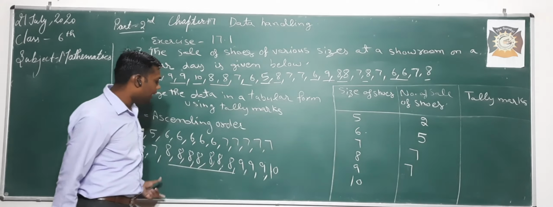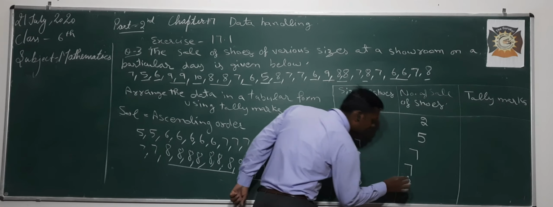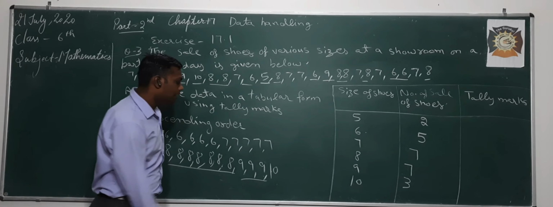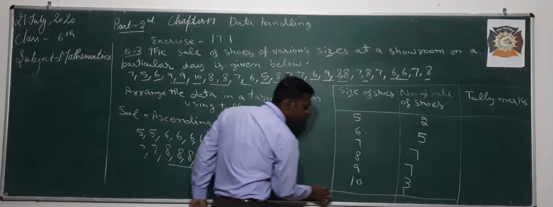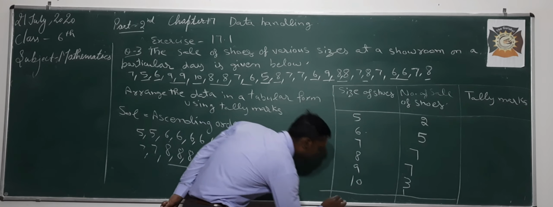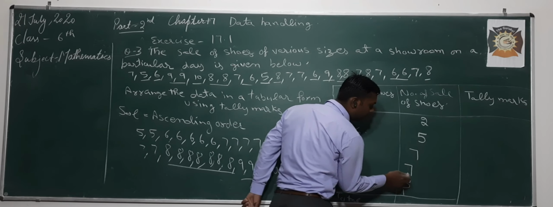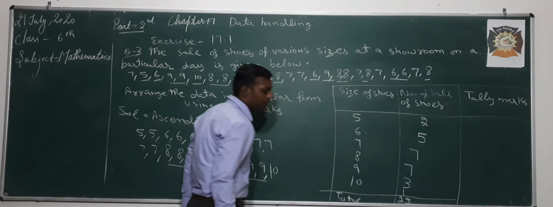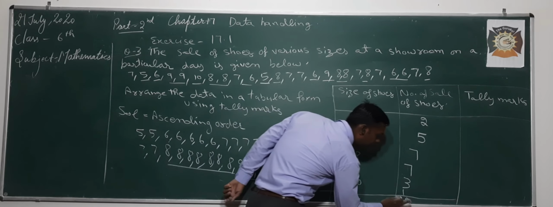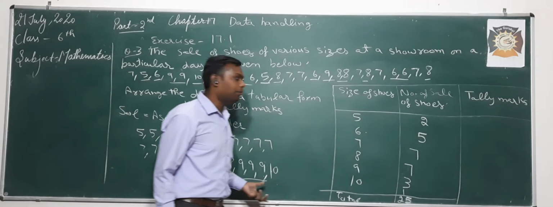Next is 9. Size of the shoes is 9, and the number of shoes is 3, and for size 10 the number of shoes is only 1. You have to write the total. Total is 7, 14, 21, 24 and 25. Now we have to find the tally marks.